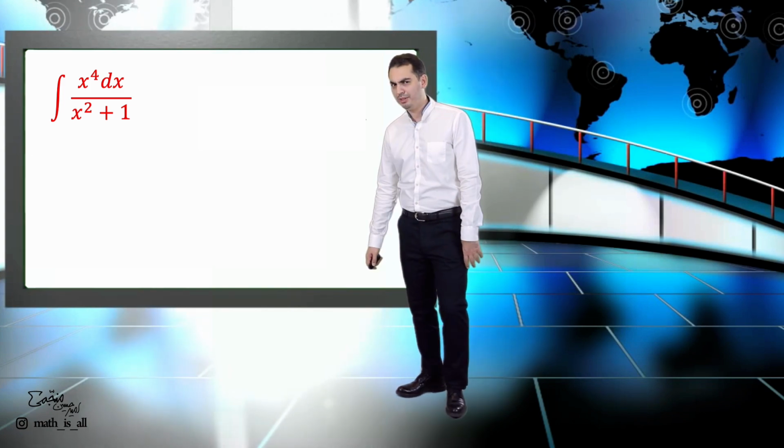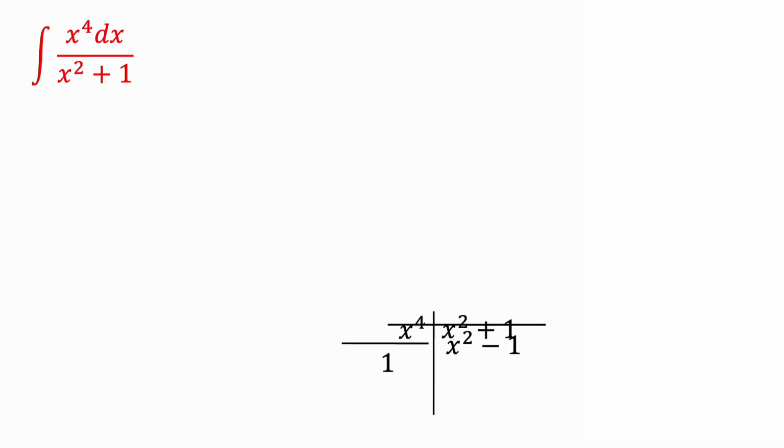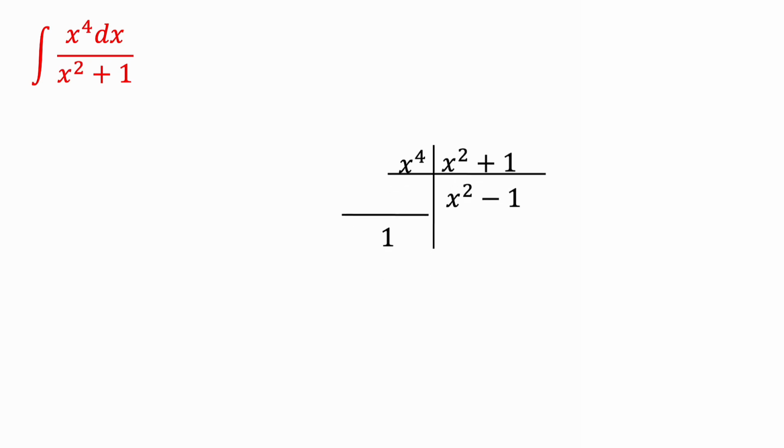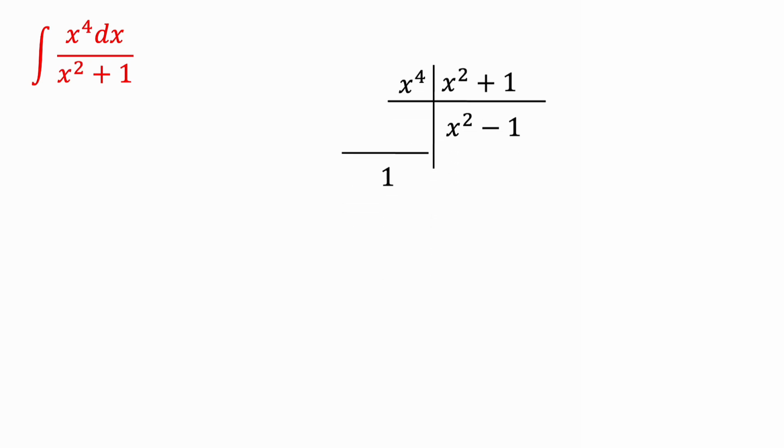I don't know which grade you were in, but for at least 4 or 5 years, you've known how to divide polynomials. In case you've forgotten, let's review it. I divided the numerator x to the fourth by the denominator x squared plus 1. And what was the quotient? It turned out to be x squared minus 1 with a remainder of 1.